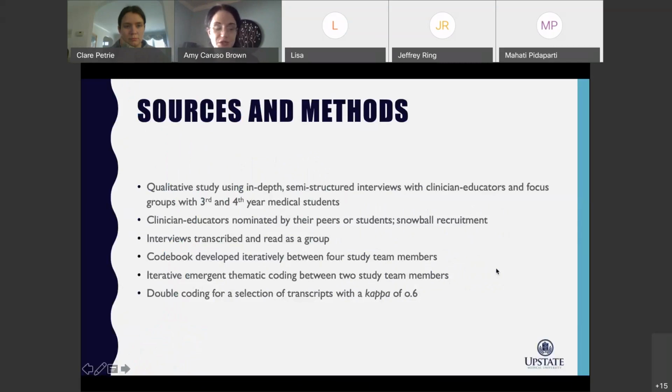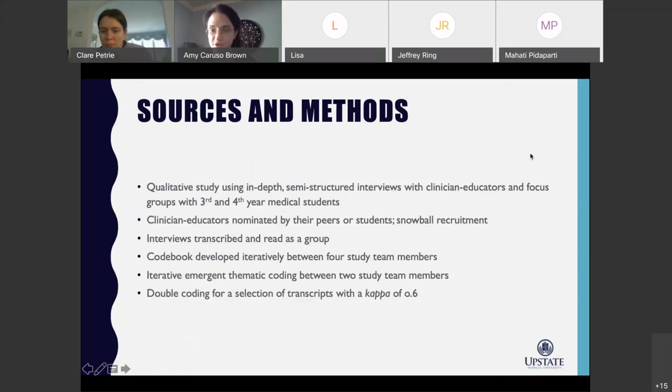So over the past 2 years, we conducted a qualitative study using in-depth semi-structured interviews with clinician educators and then focus groups with our third and fourth year medical students. The clinician educators were nominated either by their peers or students as being expert clinicians in this area, and we used a snowball recruitment method.